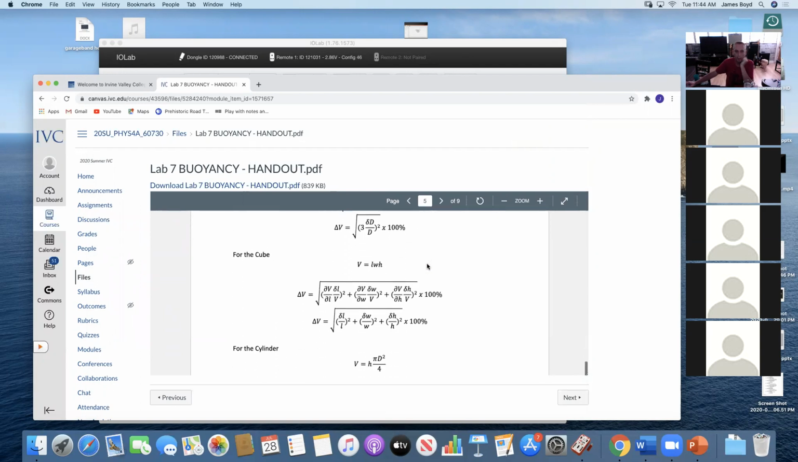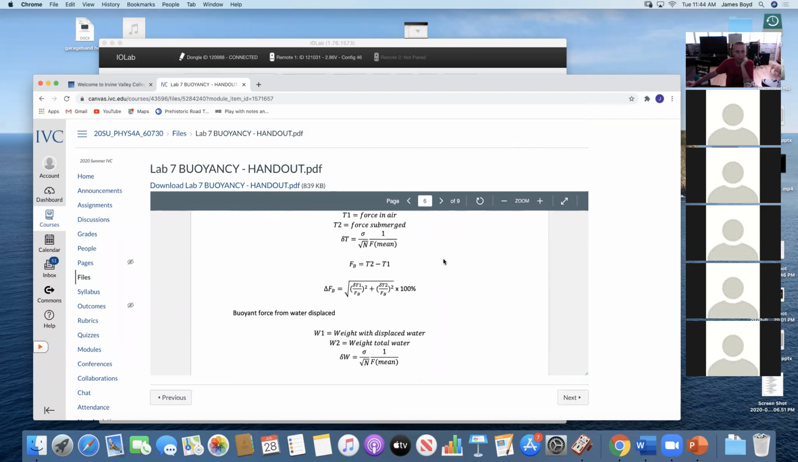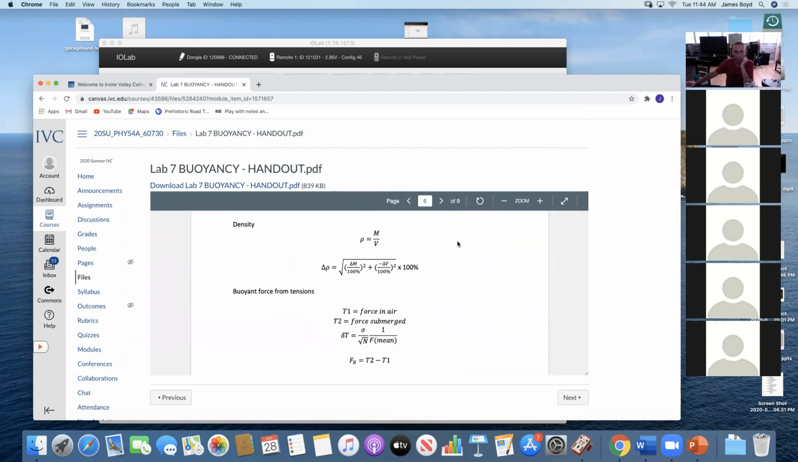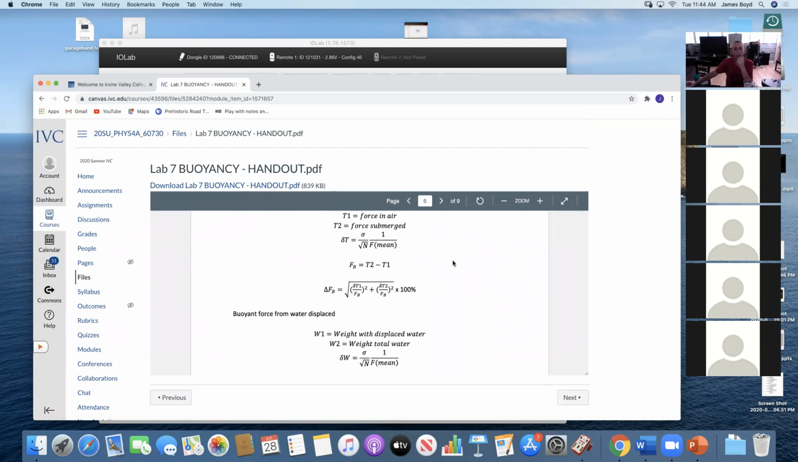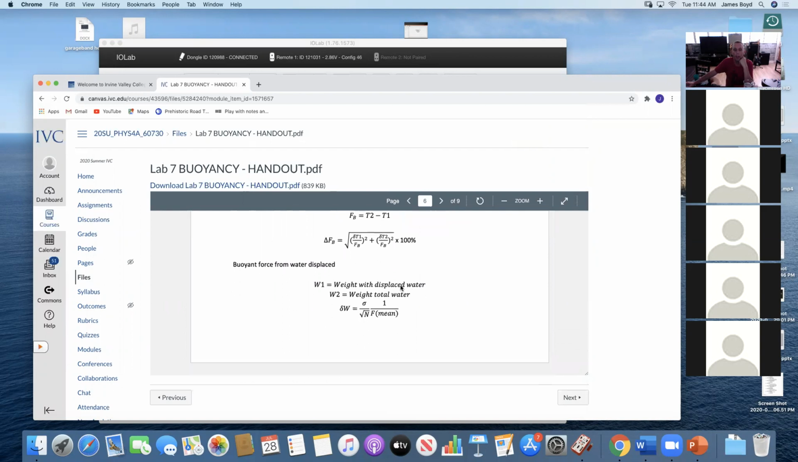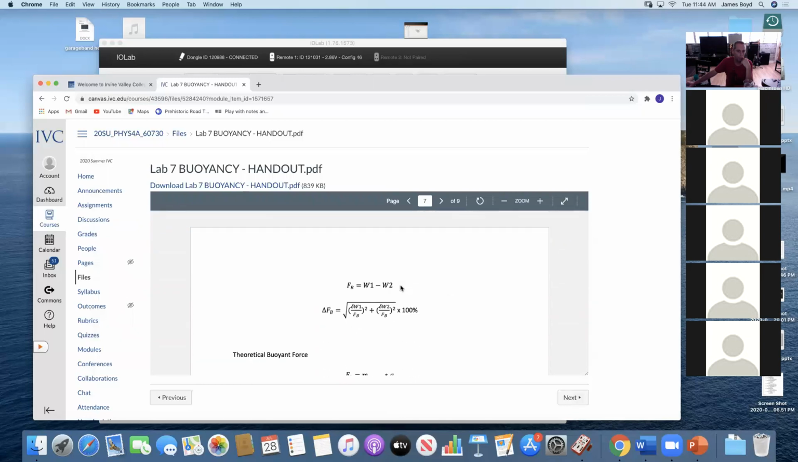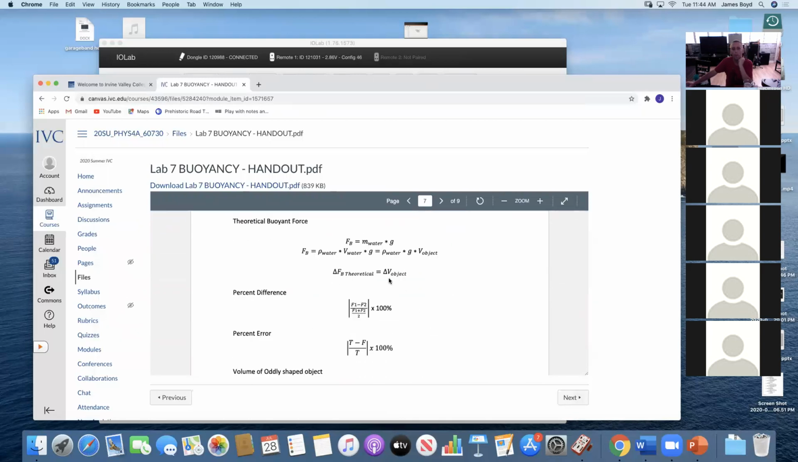how you would find the buoyant force of each one. And I want you to find the densities, but that's just dividing mass by volume measured. So the buoyant force is subtracting those two tensions, the force out of the water and the force in the water. If you compare that to, where is my theoretical buoyant force? My theoretical buoyant force is density of water, 1,000 kilograms per meter cubed, times 9.8 meters per second squared, times the volume of the object.